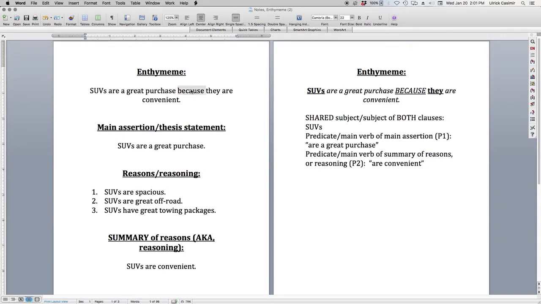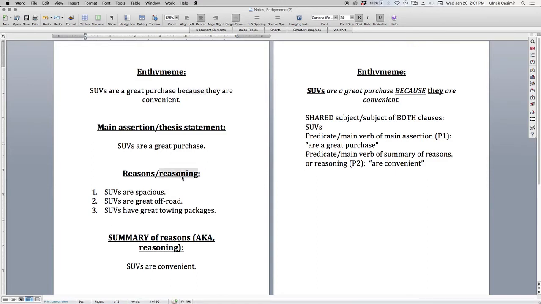So the enthymeme is, again, when you take the main assertion, you follow it with the word because. In other words, you set the main assertion in a causal relationship with the argument's reasoning. That is what the word because means. It means something is in a causal relationship with something else. So SUVs are a great purchase. That's your main assertion, your thesis statement. Why? Because SUVs are convenient, which is your summary of reasons, aka your reasoning.